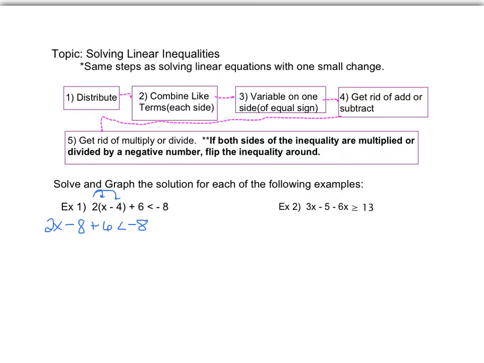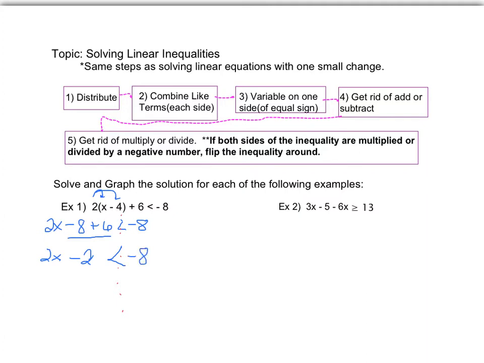Next thing I'm going to do is combine like terms on each side. So now instead of looking at each side of the equal sign, I'm going to look at each side of the inequality. I see on my left side I have a negative 8 and a plus 6 I can put together since neither of them have a variable. I'm not doing anything with the 2x, so it drops down. Negative 8 and positive 6 is negative 2, or subtract 2. My inequality symbol drops down, so I still have that less than symbol, and so does the minus 8.